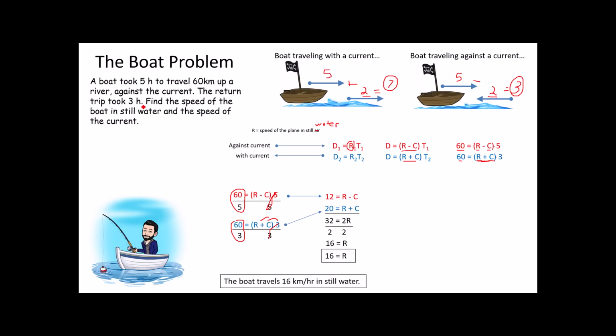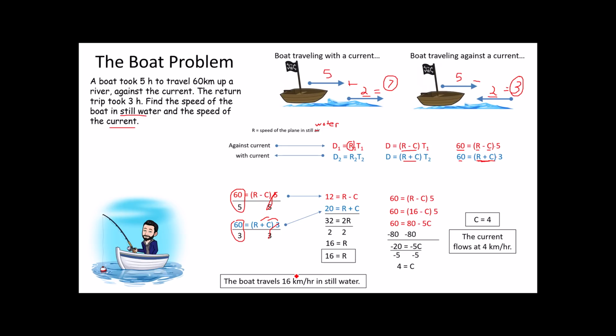Now, I was asked to find the rate of the boat and the rate of the current. Once you know one, we know that all we have to do is plug that value in and solve to find the other. The current flows at 4 kilometers per hour.